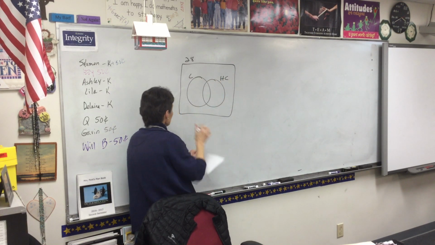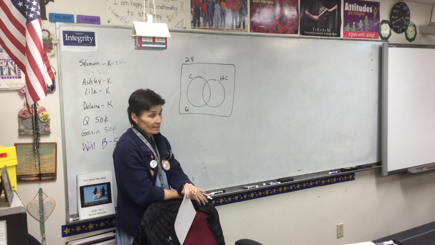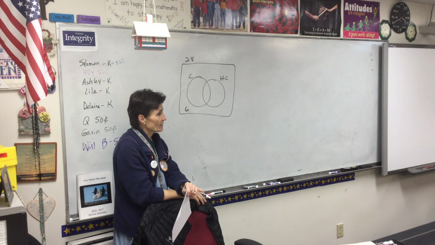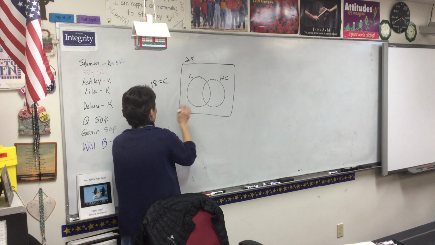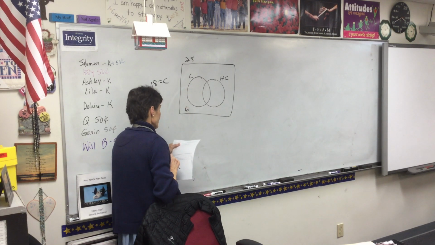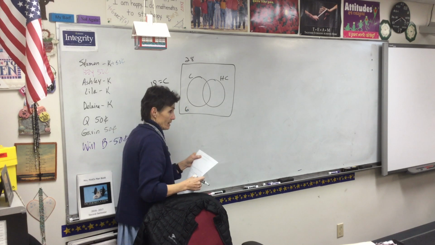And right from the beginning, I know there's 6 kids out here. Right? Because 6 of them are not drinking coffee or hot chocolate. Now, 18 of them drink coffee. So the whole coffee circle is 18. And the whole hot chocolate circle is 9.